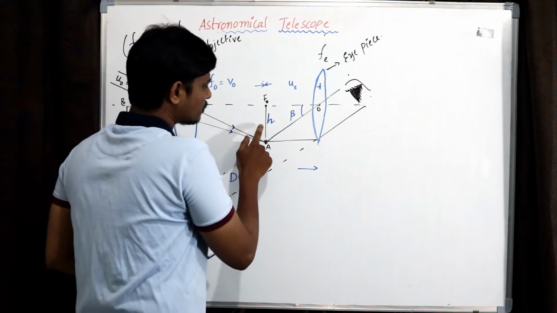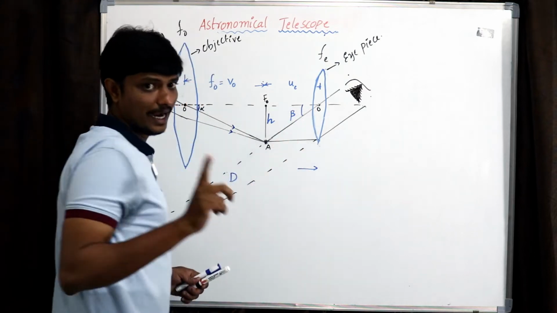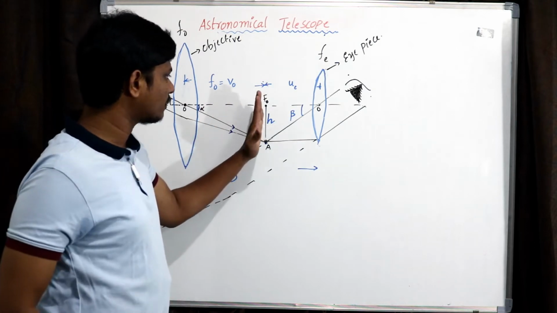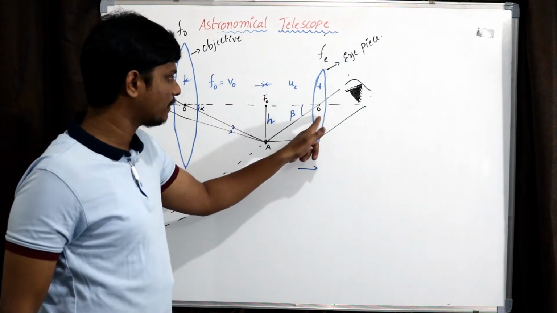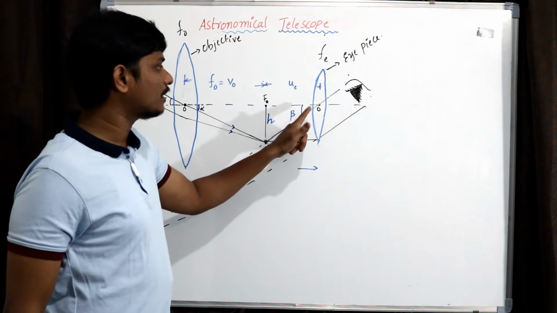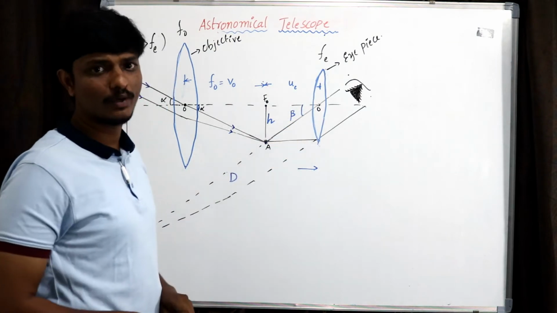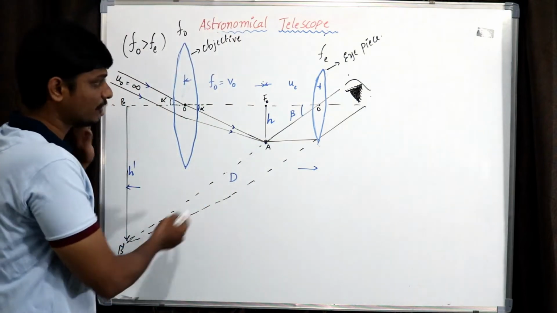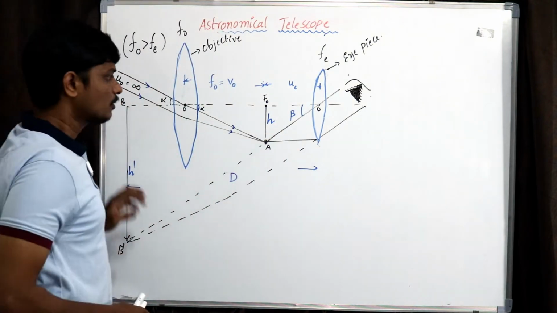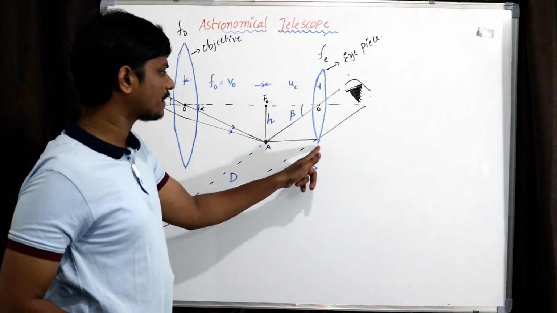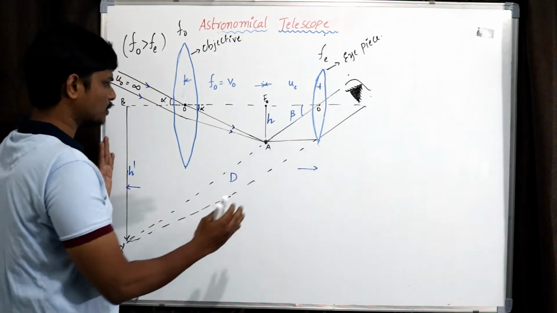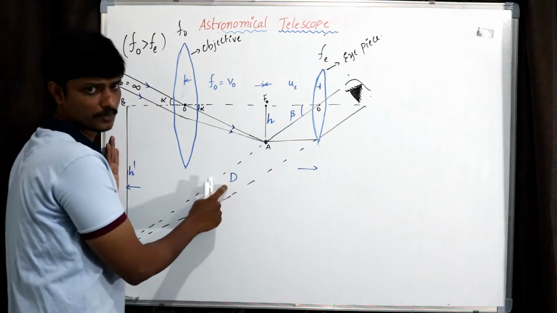Now this image will act as an object to the eyepiece, and remember, like the compound microscope, the object distance from the eyepiece is less than the focal length of the eyepiece. Therefore, you will get a virtual, enlarged and highly magnified image in front of the lens, right? So if you want to see an object clearly, the image should be formed at the near point, the least distance of distinct vision, right?